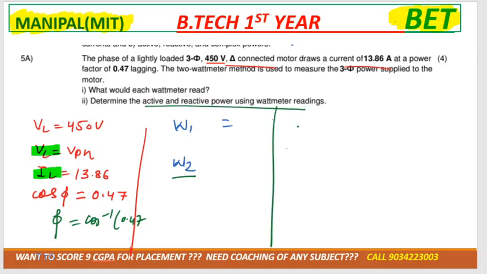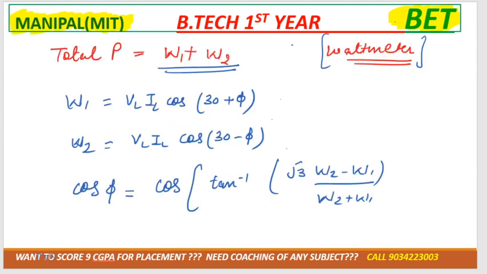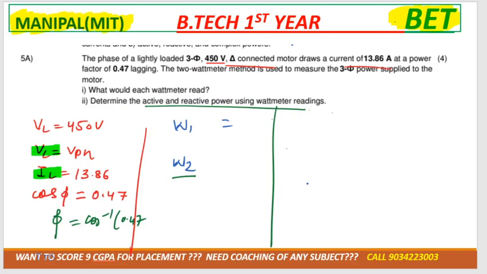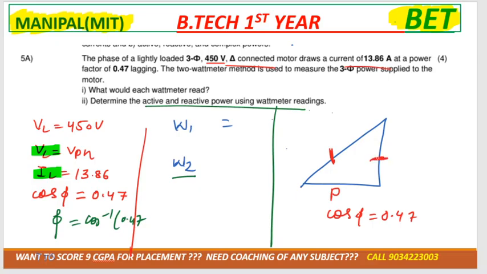Determine the active and reactive power using wattmeter readings. Okay. So you can get active power. This is total P, W1 plus W2. You can get active power, right? After this they have mentioned now you have to use wattmeter reading. So this is P, cos phi is given 0.47. Can we get S? And can we get Q from this power triangle? Yes or no?